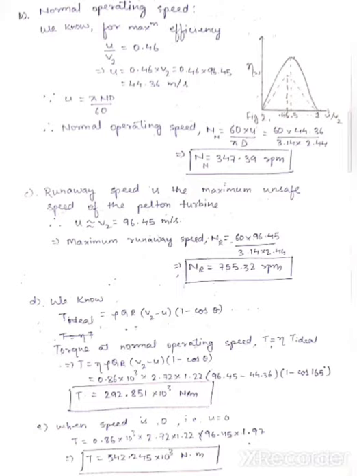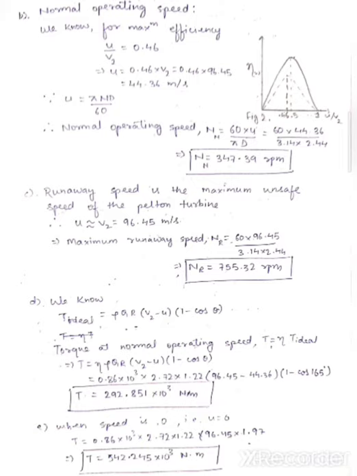U by V2 is nearly equal to 0.46 for maximum efficiency, so we'll take U by V2 to be equal to 0.46. As we have earlier obtained V2, we'll be able to find U by putting the value of V2, 96.45. We got U to be equal to 44.36 meter per second. Now since we know that U is equal to pi d N by 60, we'll be able to find the normal operating speed Nn to be equal to 60 U by pi d, where U is 44.36 as we obtained earlier. So N subscript N is equal to 347.39 revolutions per minute.